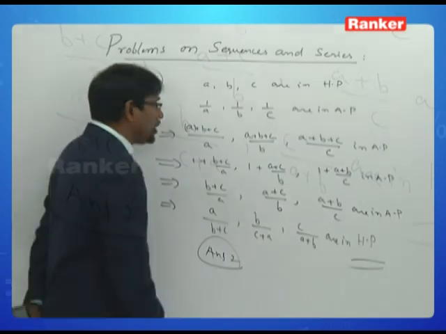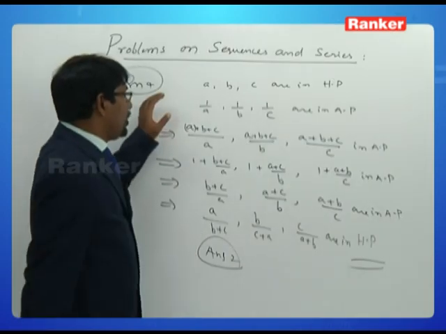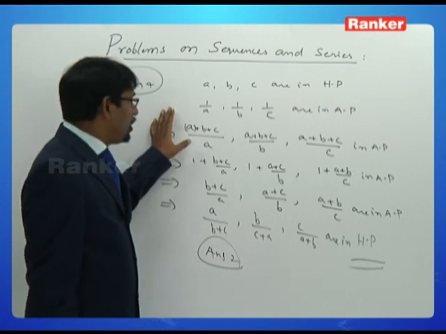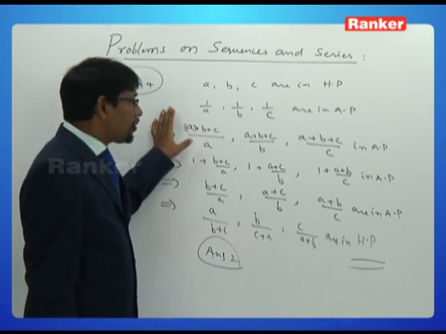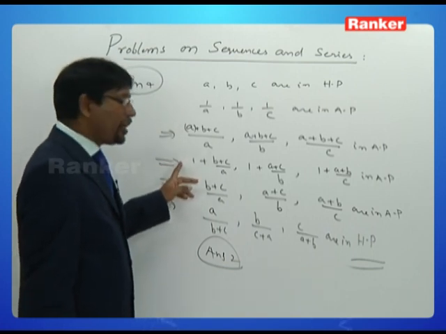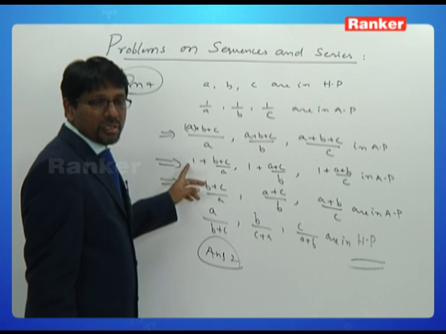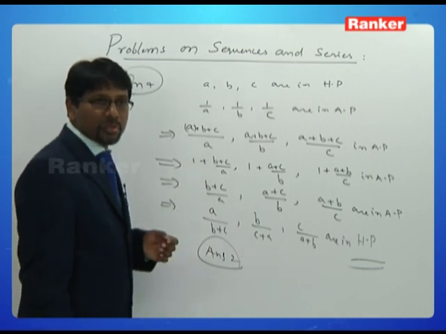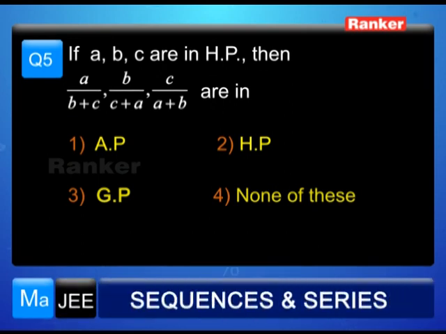So the manipulation we have used here was: when you multiply each term of a sequence which is in AP by a constant, the resulting sequence is in AP. If you add or subtract a constant to each term of a sequence which is in AP, the resulting sequence is again in AP. So this is what we have made use of in this problem. Okay, answer is 2 then.